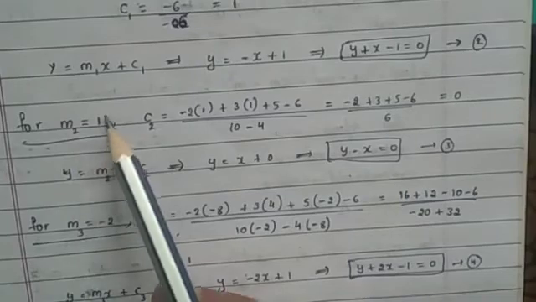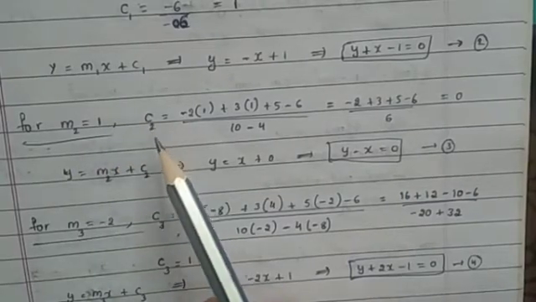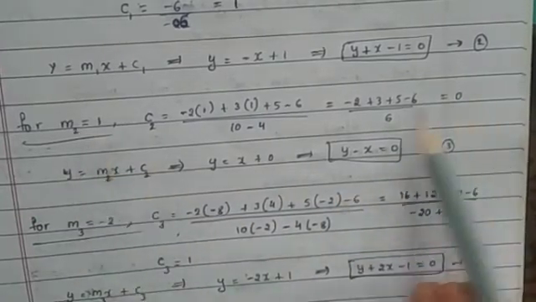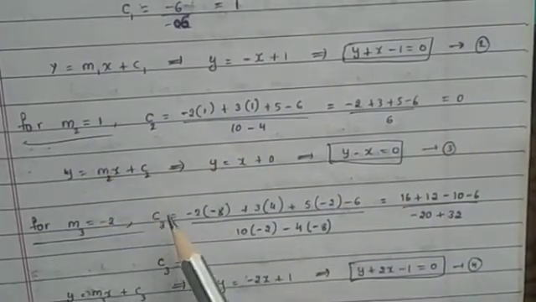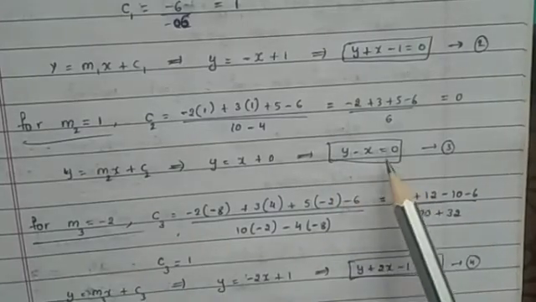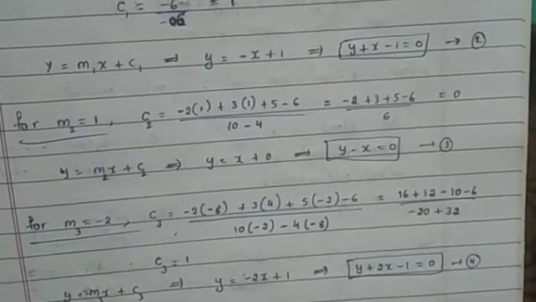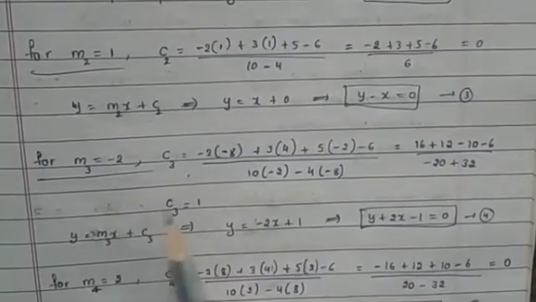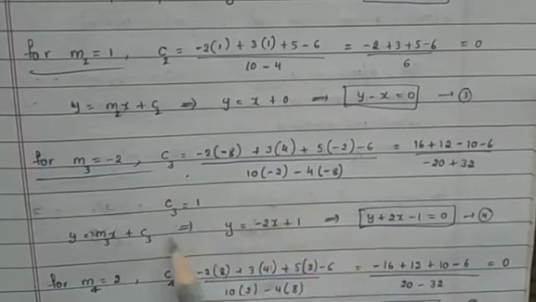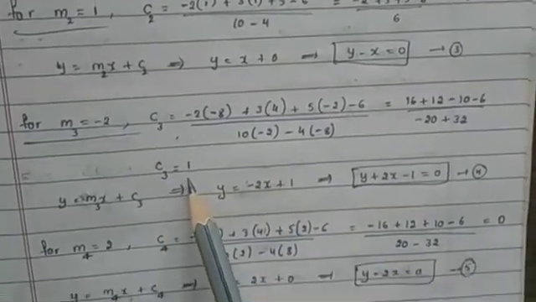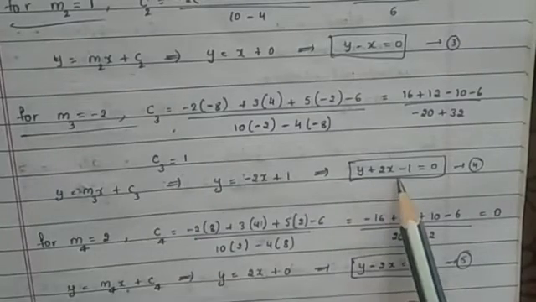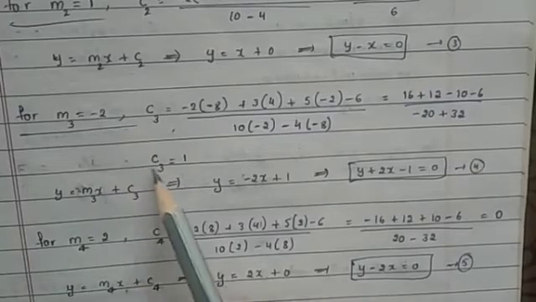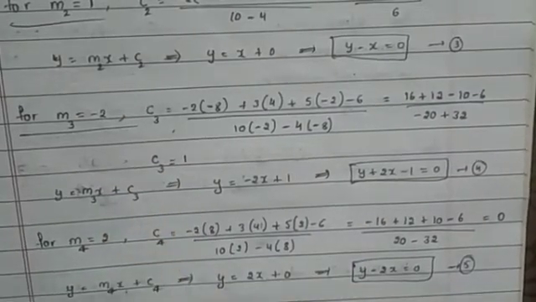For m2 = 1, you get the c2 value. The c2 value is 0. After applying m2 and c2 values to this equation, you get another asymptote y − x = 0. Next, for m3 = −2, you get the c3 value. The c3 value is 1. You get the asymptote y + 2x − 1 = 0 by putting m3 and c3 values to this equation.